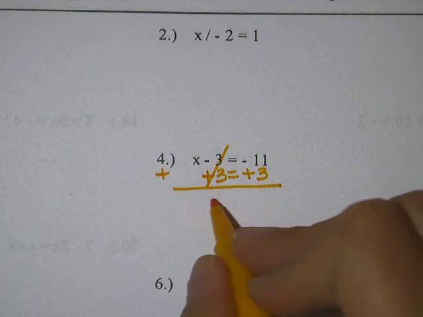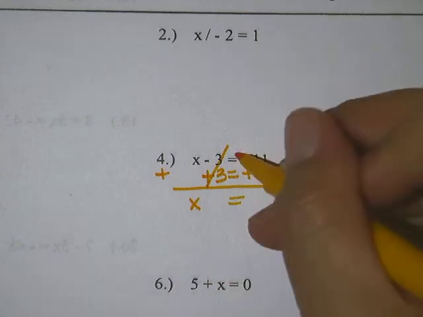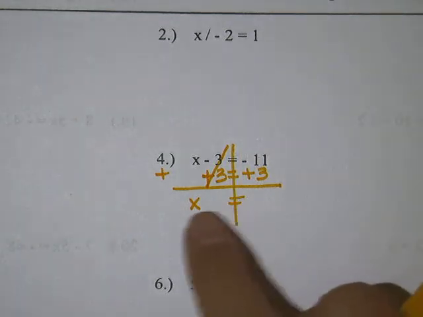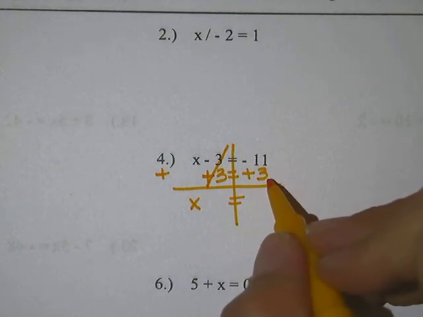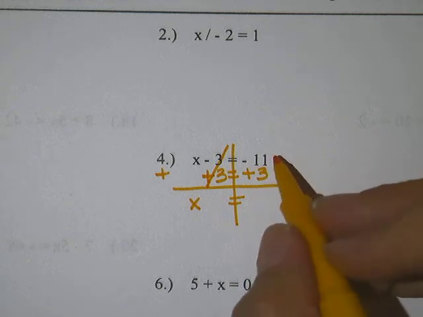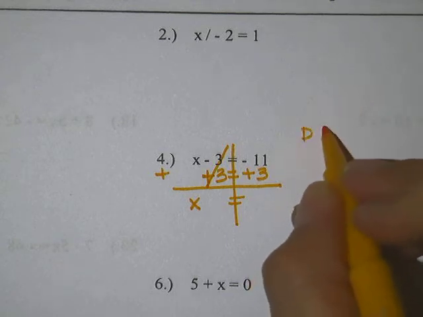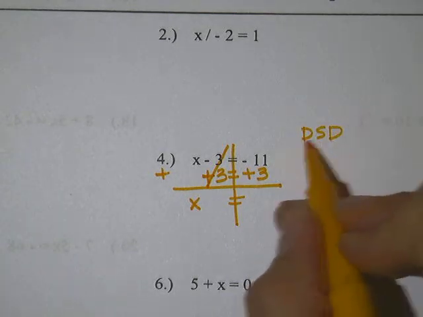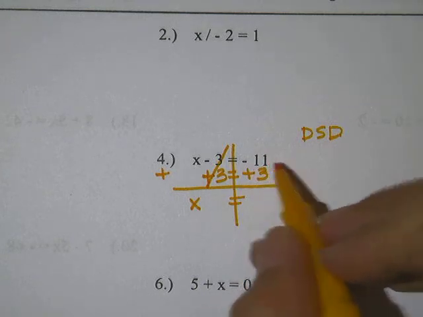Negative 3 and positive 3 will cancel out. I'll bring my x down and I'll bring my equal sign down. I want to make sure that we keep things nice and neat. But here I have 11 negatives and 3 positives. And so when we're remembering our integer rules, we need to consider that we have different sign difference. So I'm going to write DSD to remind me. Different sign difference tells me that I have to subtract these.